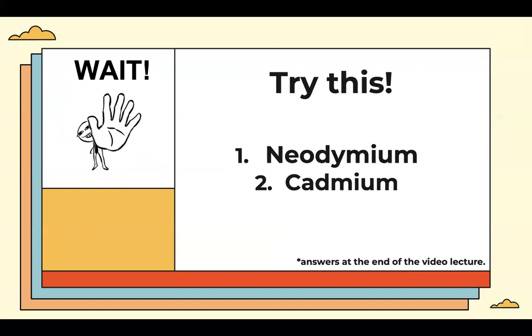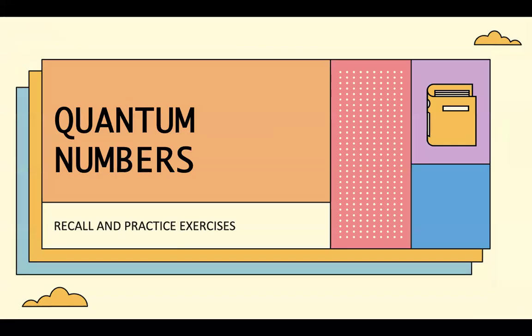Next. All right. So you can pause this video again and try this one as a practice exercise. The answers to this are at the end of this video lecture, so you can check them later on. Now, let's have some more practice exercises under quantum numbers. But this time, I will be telling you other ways on how to get the quantum numbers aside from the orbital diagram and the electron configuration.